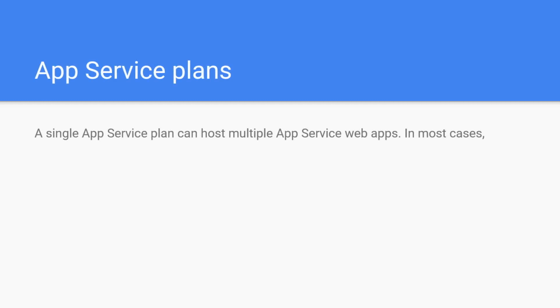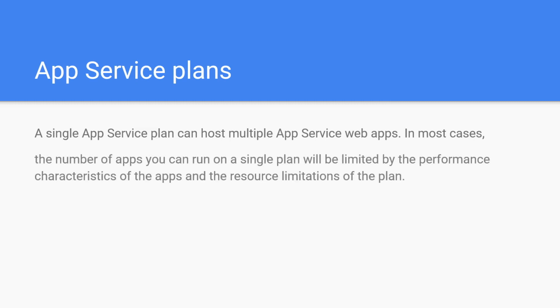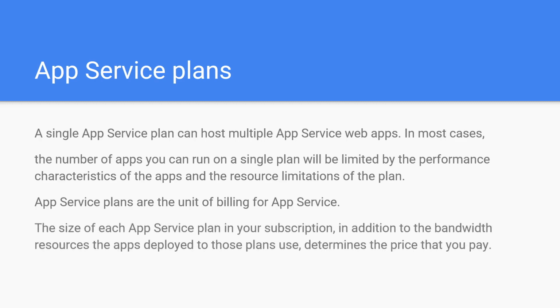A single app service plan can host multiple app service web apps. In most cases, the number of apps you run on a single plan will be limited by the performance characteristics of the apps and the resource limitation of the plan. App service plans are the unit of billing for app service. So, the size of each app service plan in your subscription, in addition to the bandwidth resources the apps deployed to those plans use, determine the price that you need to pay.